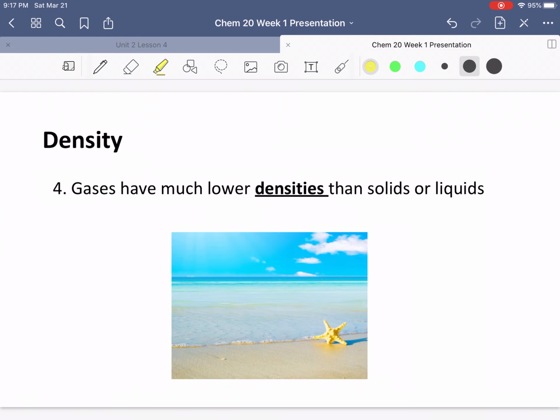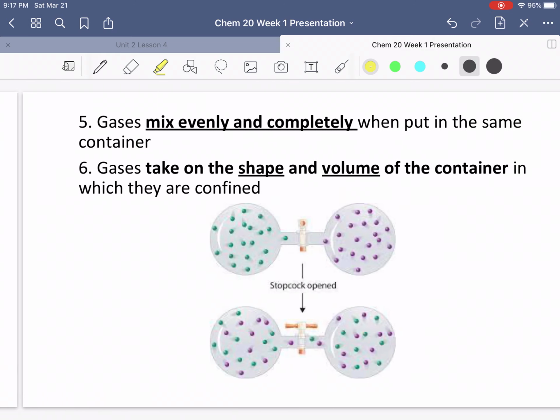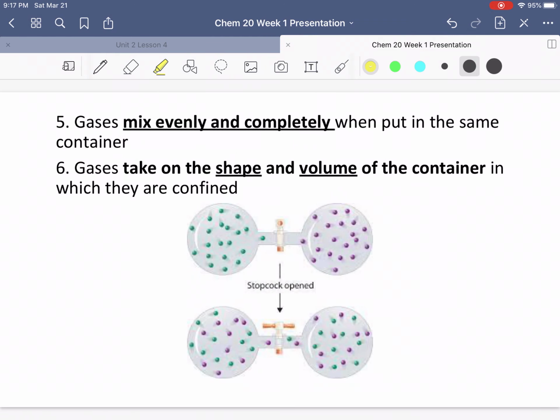And our next property is density. Guys, when you think about what a gas is in general, of course the molecules are far apart. That's how density works. Therefore, it is low density, right? Okay, keep going. Number 5.